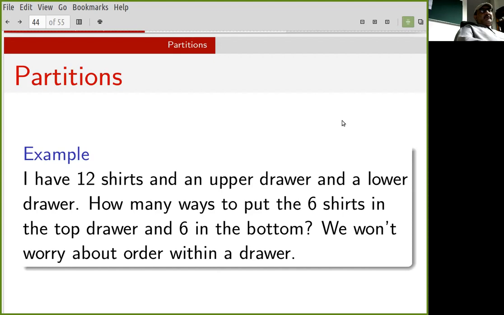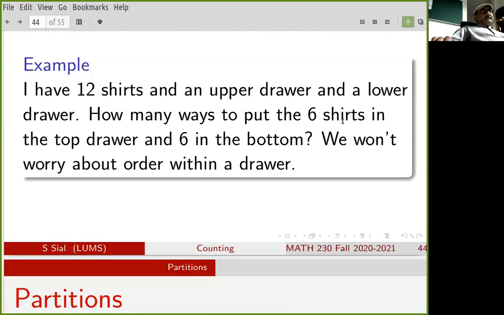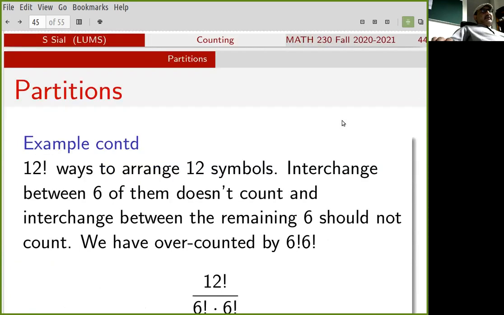And within that drawer, we don't worry about the order that I put it on the left or the right or whatever. So once the 6 shirts are in a drawer, I can mix them all up. I don't think of that as being a distinct arrangement. Okay, so how many ways to do this? Well, the way we think about it is there are 12 factorial ways to arrange 12 symbols.